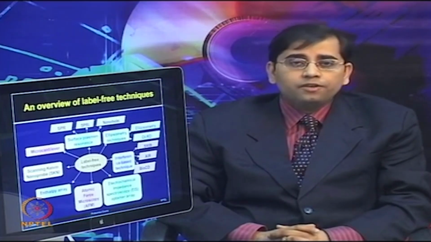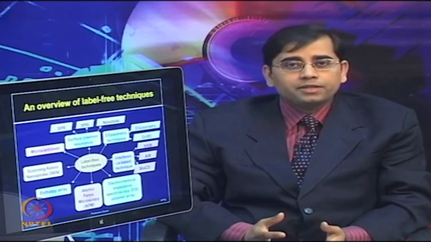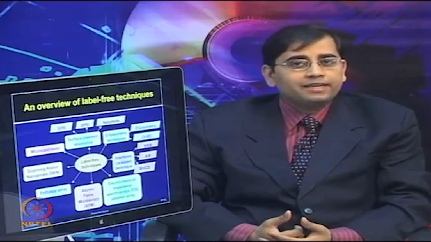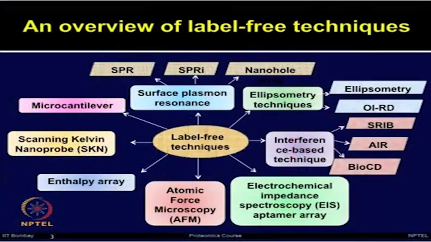overview slide gives you various available options for studying the different applications using label free techniques, such as SPR based platforms like SPR, SPR imaging or nano hole arrays, ellipsometry based techniques such as ellipsometry and oblique incidence reflectivity difference or OIRD. Then we have various interference based techniques like spectral reflectance imaging biosensors. We have arrayed imaging reflectometry or AIR.